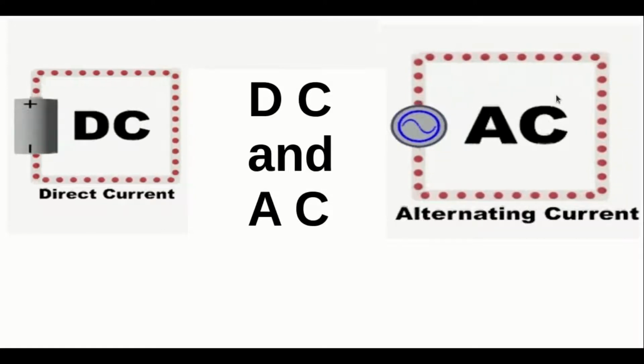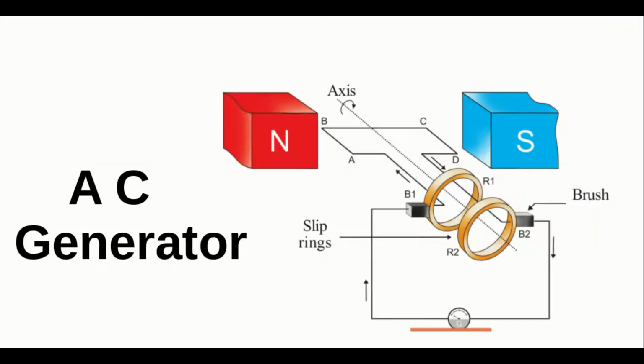In direct current, electrons or electricity move only in one direction. And in AC, electrons move in both directions. Schematic diagram of an AC generator. This is a field magnet, north and south pole field magnet. And this ABCD represents the armature. And there are two rings, R1 and R2. That is slip rings. And there are two brushes, B1 and B2, that are two graphite brushes. These are the main parts of an AC generator.